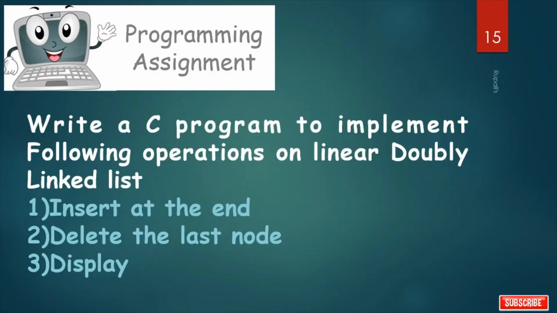So this is your programming assignment. Write a C program to implement the following operations on linear doubly linked list. First, insert at the end of linear doubly linked list, delete the last node from linear doubly linked list and display the whole linked list.